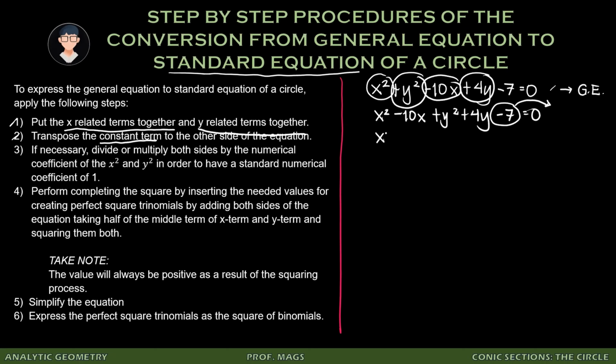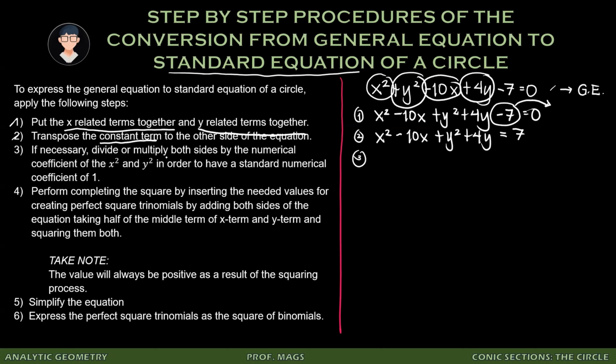So, x squared minus 10x plus y squared plus 4y is equal to, kung negative 7 yan, pag nilipat natin sa kabila, it will become positive 7. We are done with step 2. This is step 1. Step 3 naman tayo.